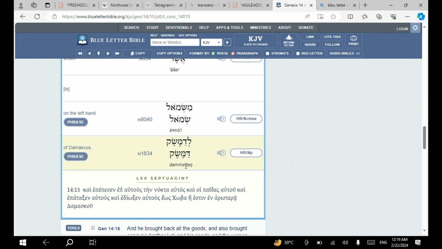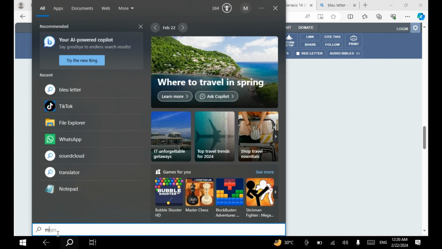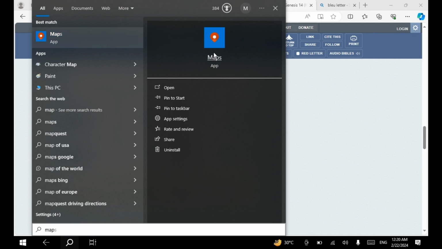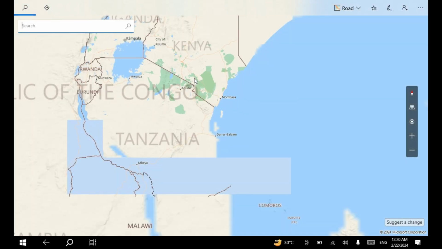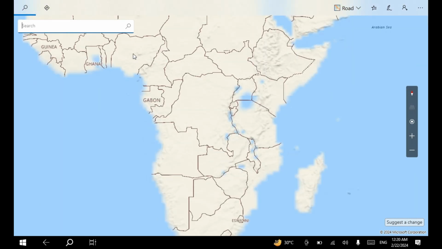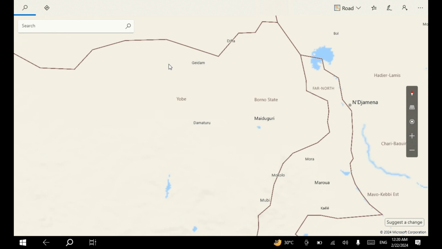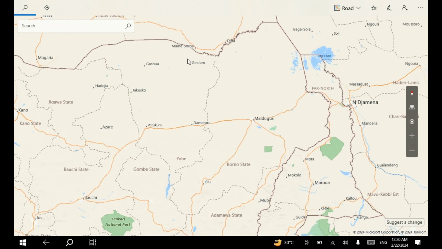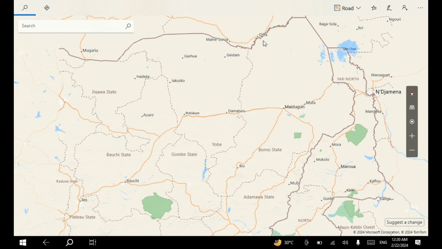Pronounce it: Damisak. This is the capital city of what? Aram. Damisak. You look at that? Let's go to the map and see where Damisak is. Do you see that? Damasak. This is where Damasak is. You see that? It is in what?